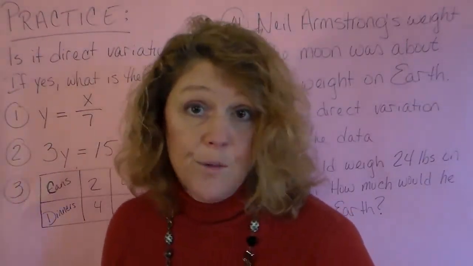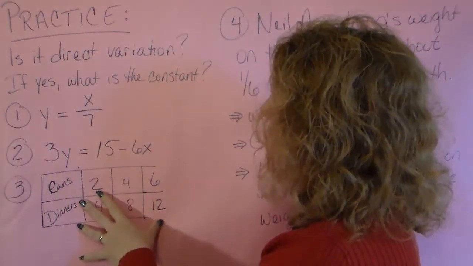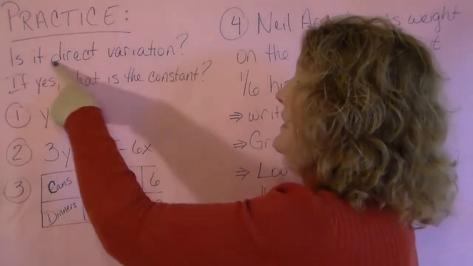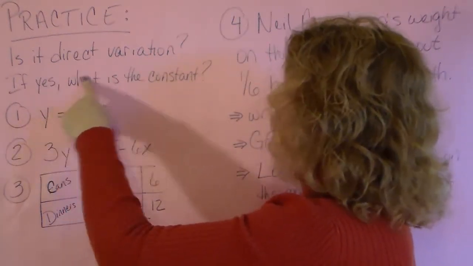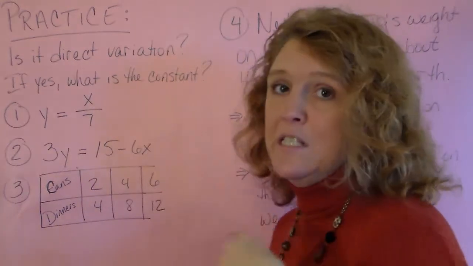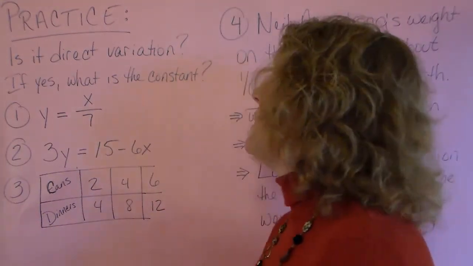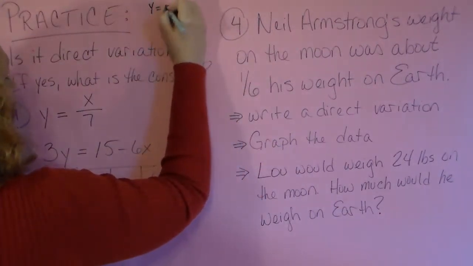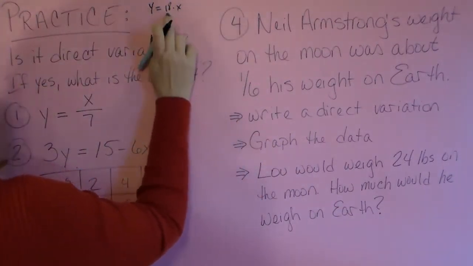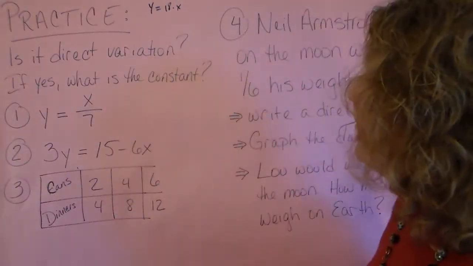So here's your chance to practice. Now for these, the question is, is it direct variation? And if yes, if it is, what is the constant? And the constant is k. What is that extra number? Whereas in the last one we had y equals 18 times x, 18 was our constant. What is our constant here?